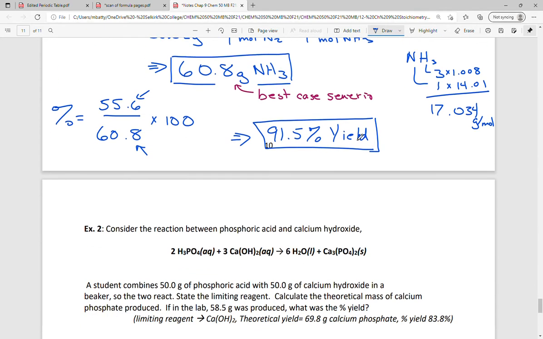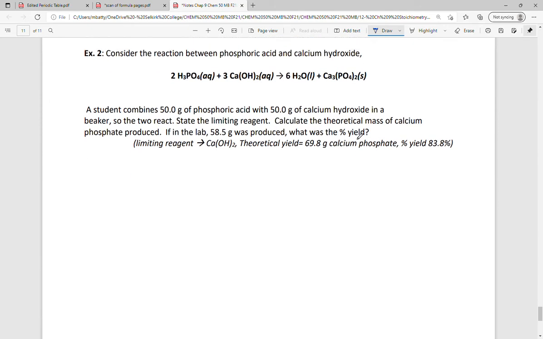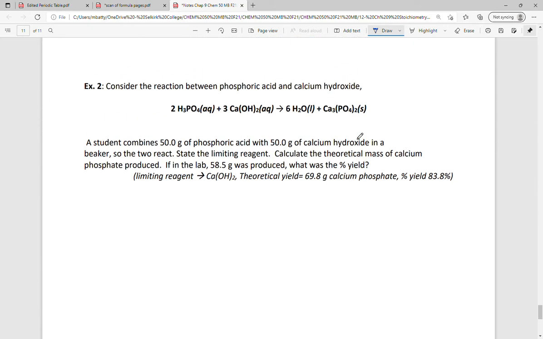We've gone through a little bit of the stoichiometry, the limiting reagents, and now the last topic is percent yield. And this question has it all. Luckily, we are starting with a balanced chemical equation, so we don't have to do that for ourselves. This one says that a student combines 50 grams of phosphoric acid with 50 grams of calcium hydroxide in a beaker. This is a neutralization reaction, a double displacement reaction.